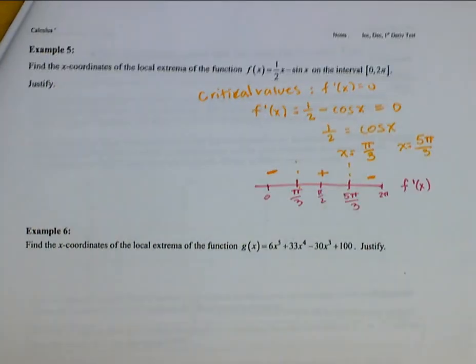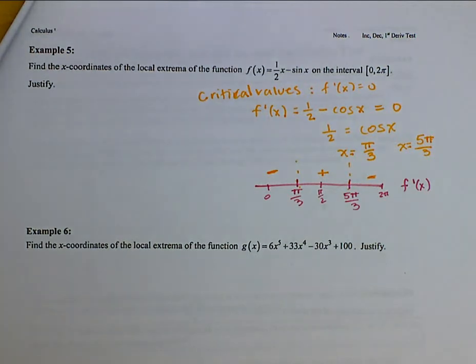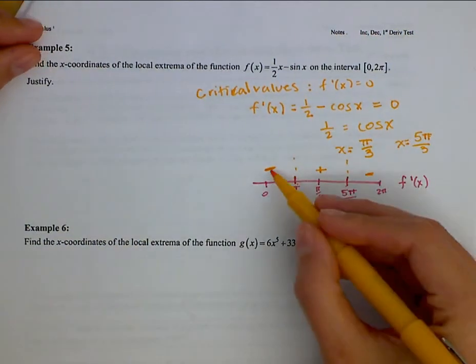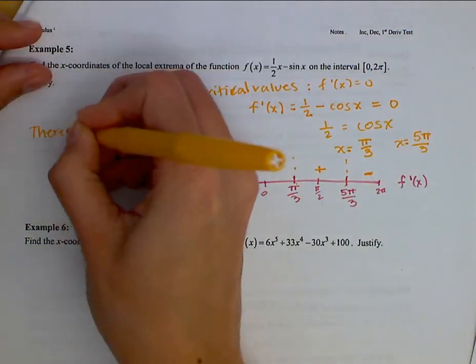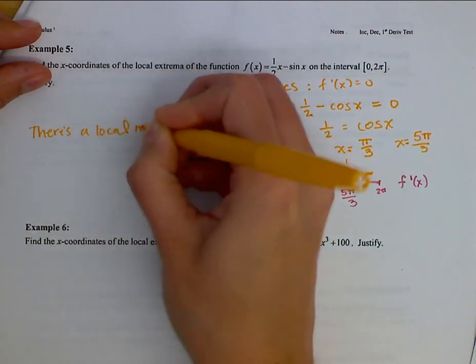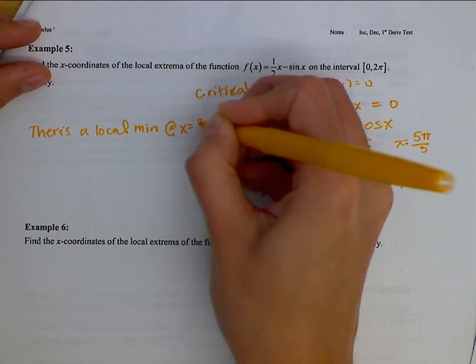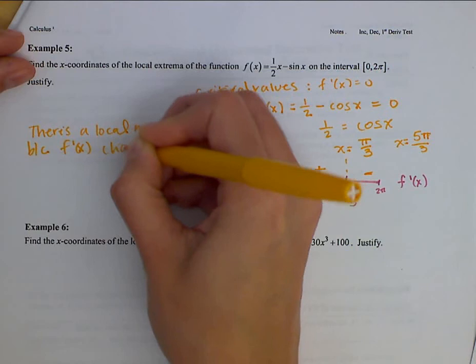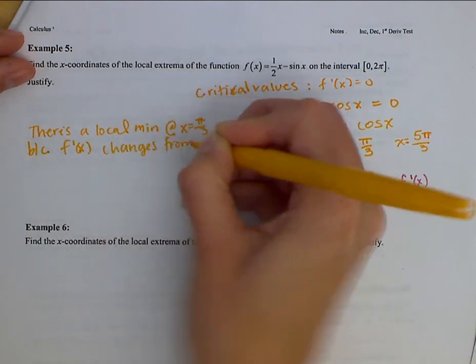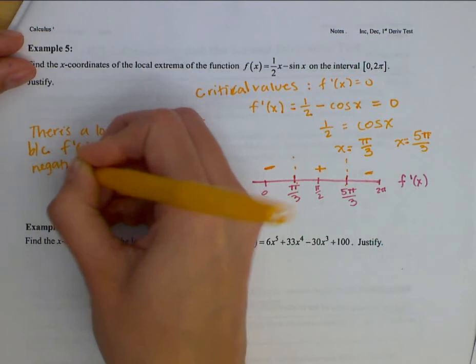And just as I said on the previous page, we want to make sure when we write a concluding statement, communicating the type of sign change at f prime of x for each of the critical values. So we just need to describe what's happening at each of those values. So since it's going from negative to positive like this, you know there's a local min at x equals pi over 3 because f prime of x changes from negative to positive.